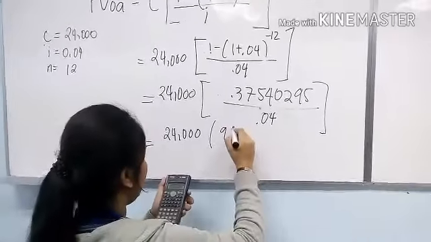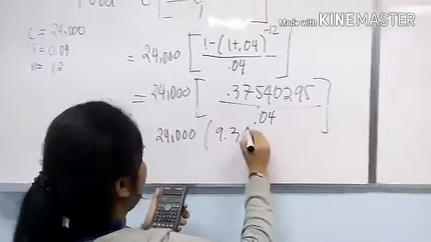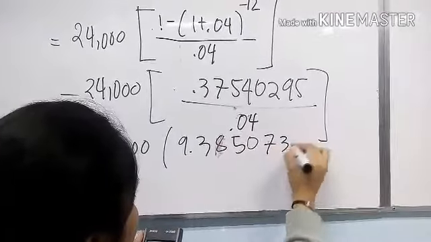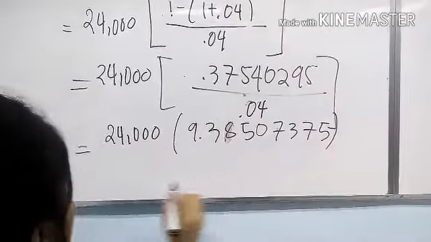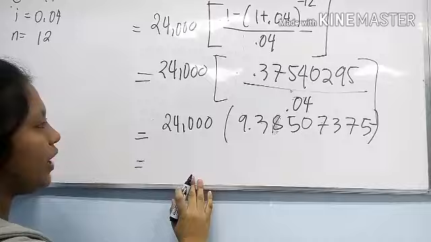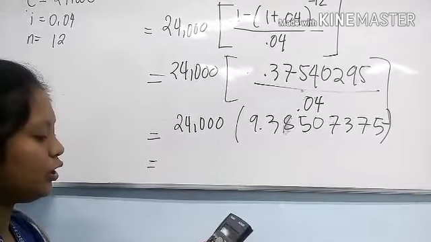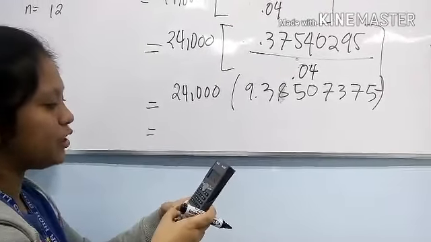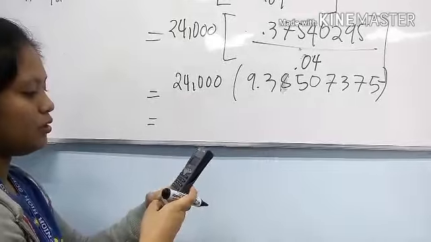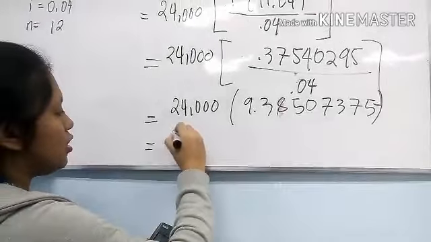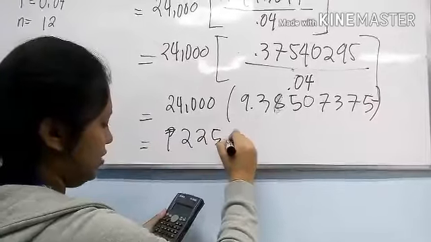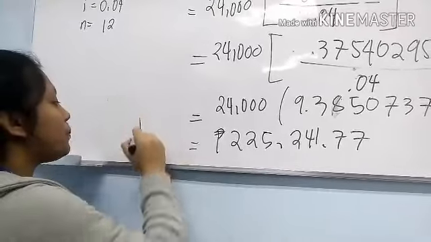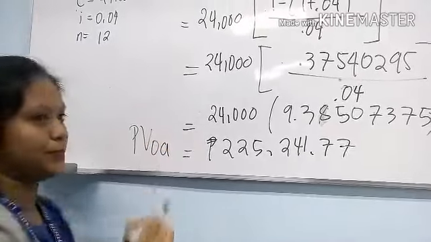So we have 9.38507375. We have to multiply it by the 24,000. So type in your calculator 24,000 times 9.38507375 to get the final answer, which is 225,241.77 pesos. So that is your present value of ordinary annuity.